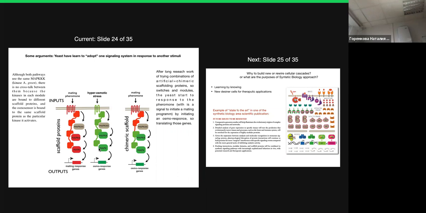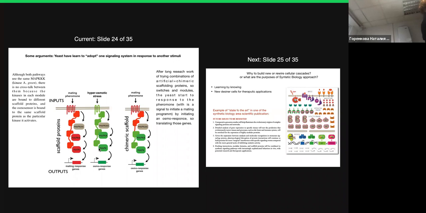So when you have a mating pheromone from another yeast cell and you want to start the mating response, that cascade gets triggered. And if you have a change in osmolarity, you get another cascade. So those guys from the previous slide, well, a different group, but still the same idea, right? They want to play with that.